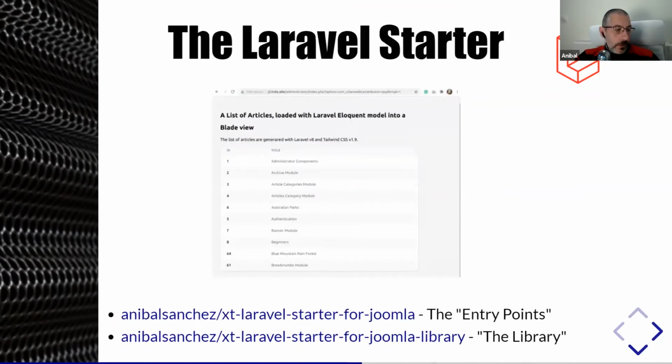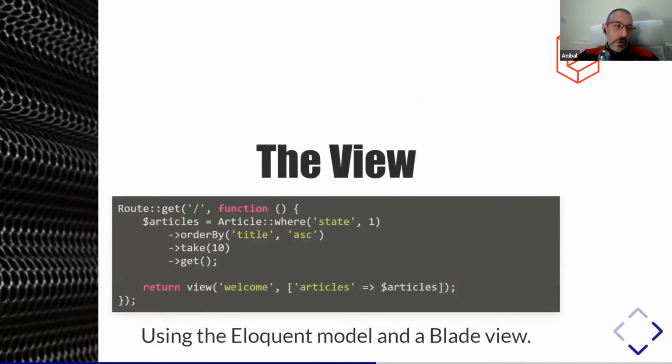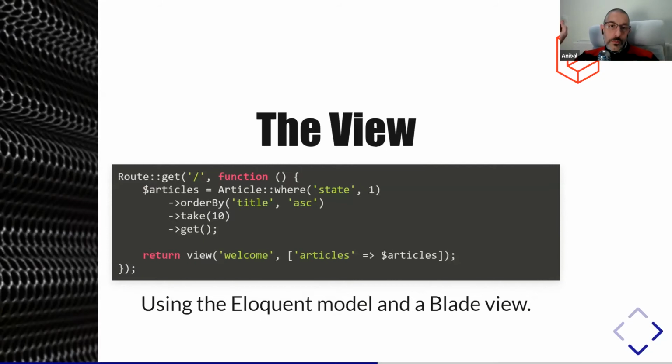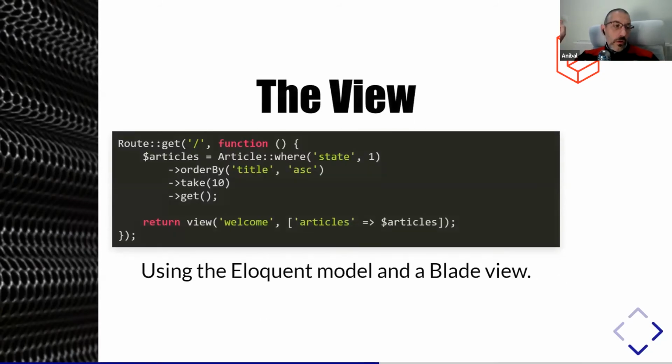As an example, to present this idea, I have created this starter project for Joomla. This project is divided into two repositories. The main repository where the entry points, the component is defined, and the repository where the core library is declared. So this starter project integrates Laravel on Joomla. The core library contains the source code and the Laravel libraries.